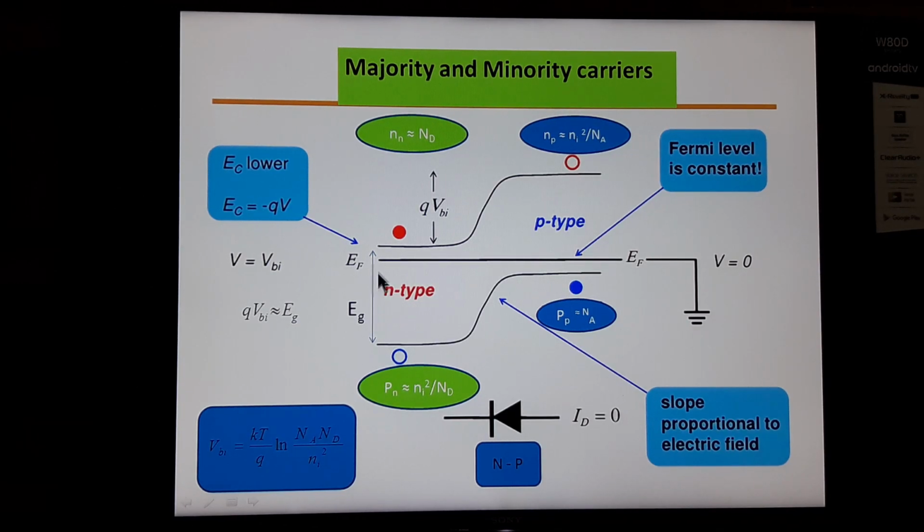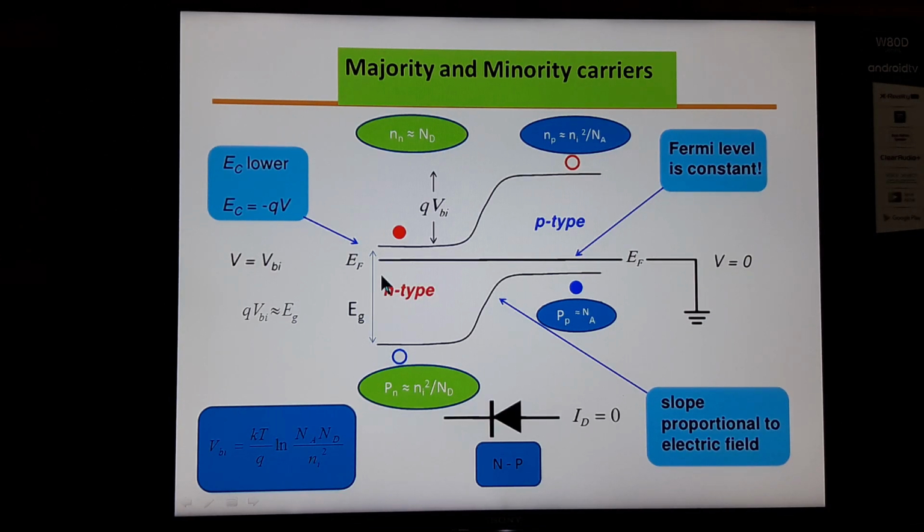And similarly, in the N side, we see that the holes, the minority carriers that exist in the valence band, denoted by p in the N side, are also approximately equal to ni squared by Nd, and the free electrons, the majority carriers in the N side that exist in the conduction band, are approximately equal to Nd, the donor doping density.